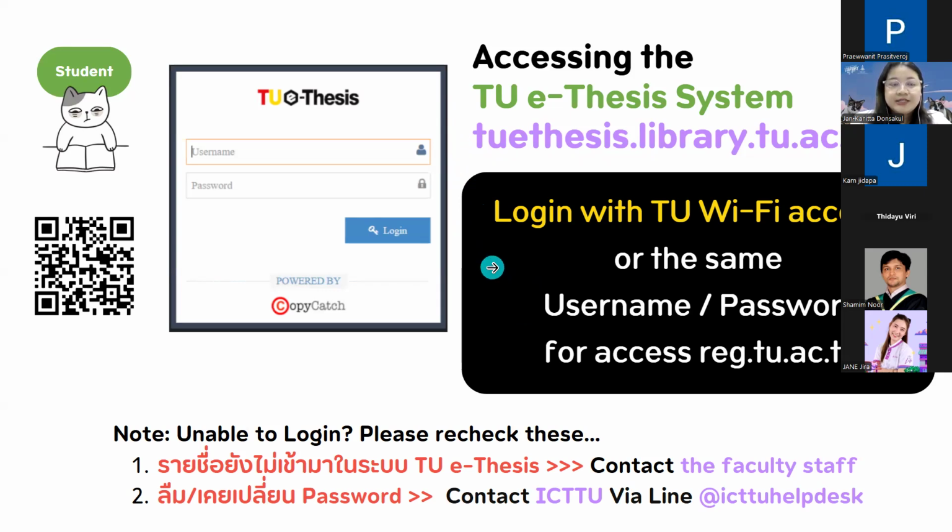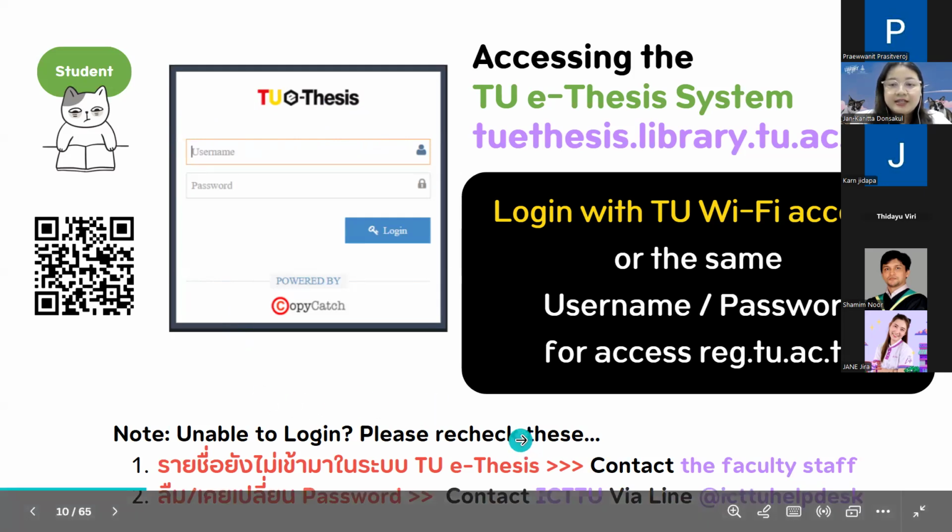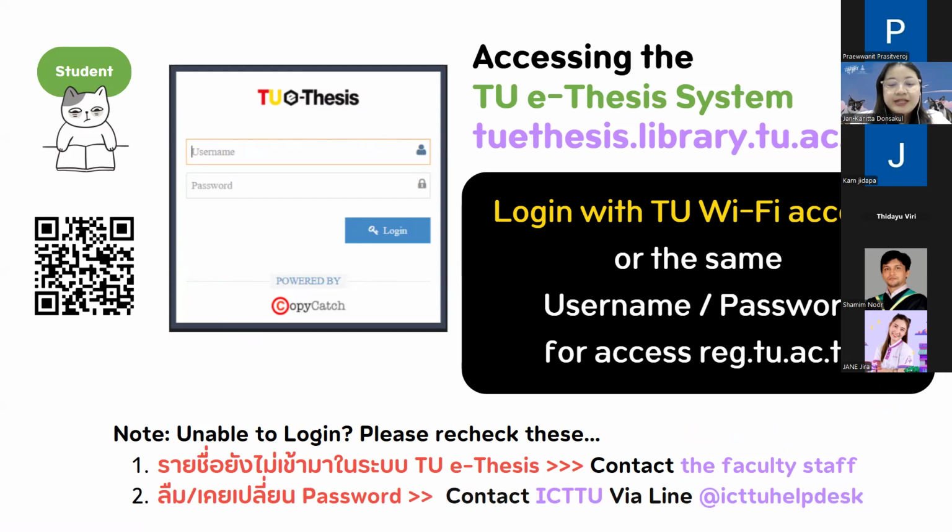If you cannot log into the system, please check the red notice that will appear above the username and password here. Normally, we find 2 cases. First, the faculty staff still hasn't added your name into the system. So if it shows there is no name of yours in the system, just contact the faculty staff to add your name into the system. And the next one, frequently found, is a forgotten password or a wrongly typed password.